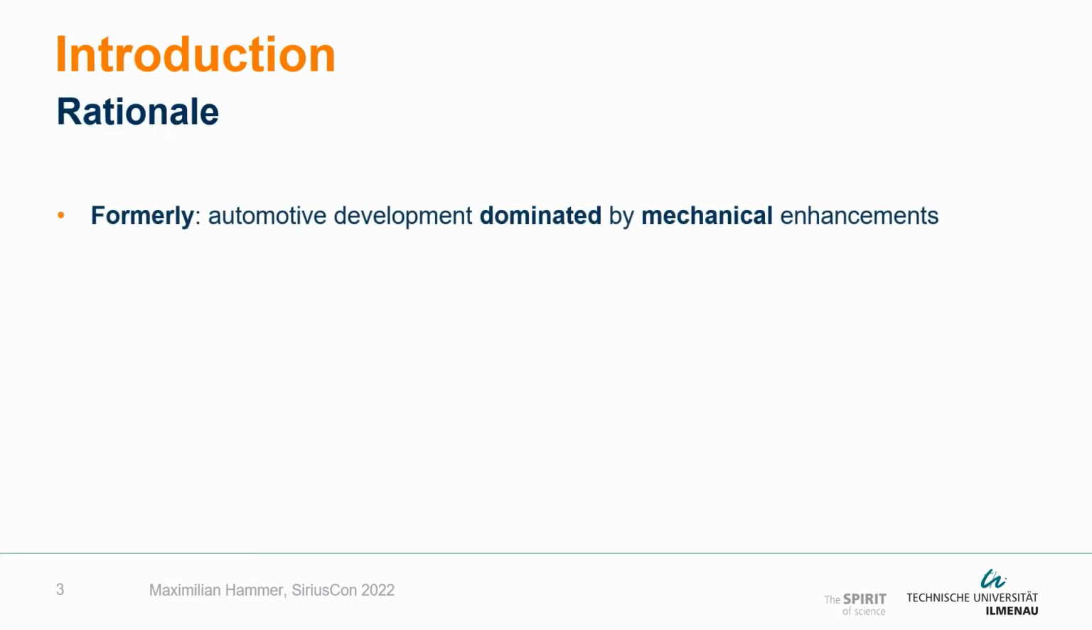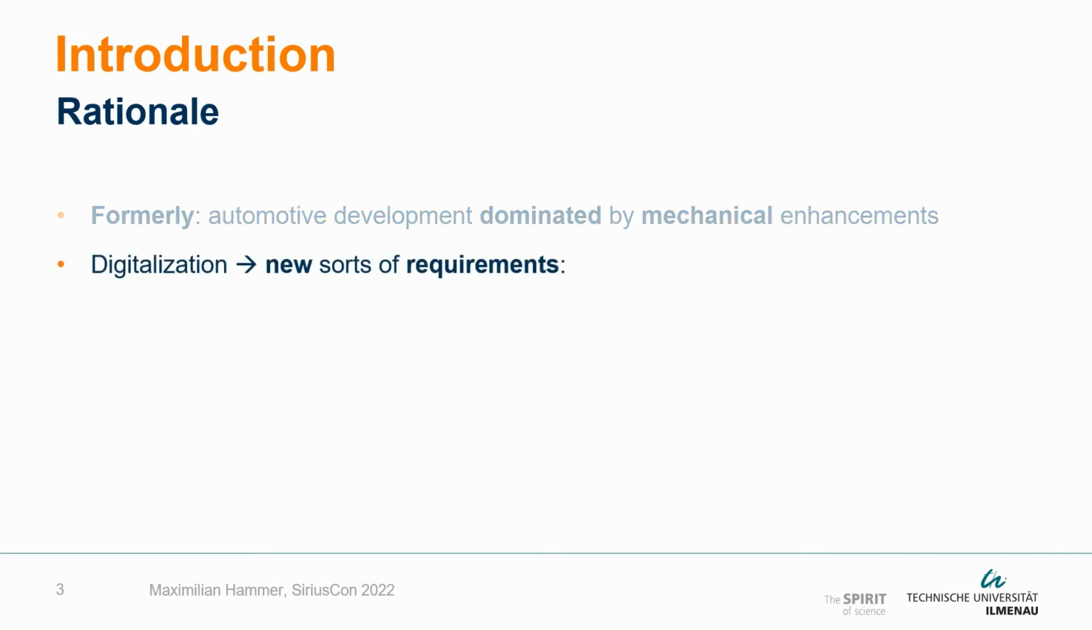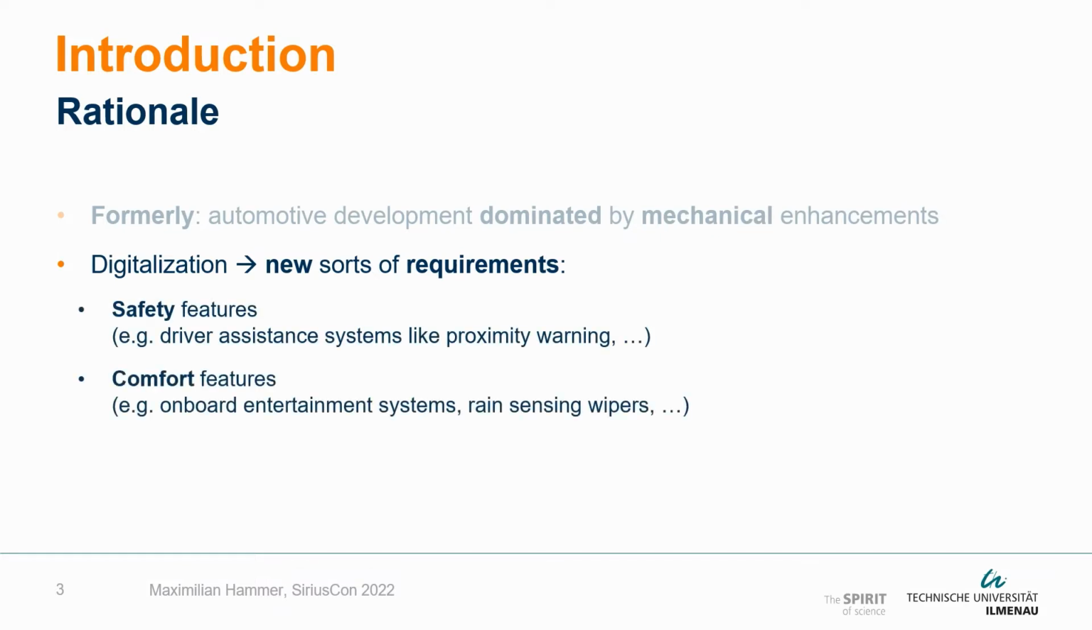For a long time, the development process of automobiles was dominated by enhancing the performance of its mechanical components. Due to the advancing digitalization that affected almost every aspect of our modern world over the last decades, new sorts of requirements within the automotive industry have emerged. By today, things like safety features, comfort features, and, more relevant than ever, pro-environmental measures have a significant influence on modern automotive design and development processes.